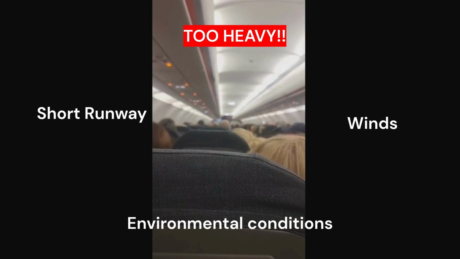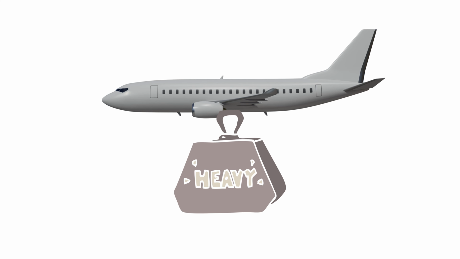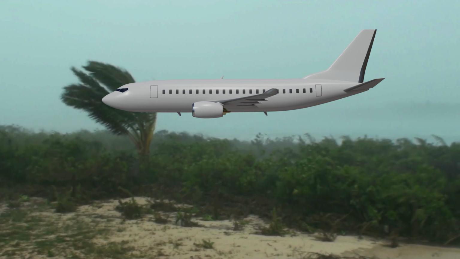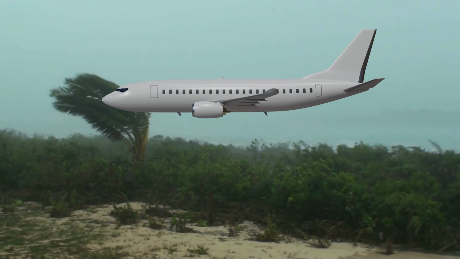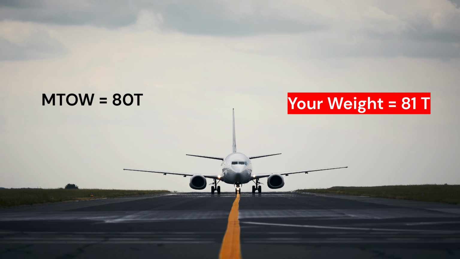Now, in the clip, you can see a pilot making an announcement asking for volunteers to take a later flight. This happens because the aircraft is too heavy due to winds and environmental conditions. This is a perfect real-world example of when weight limitations become critical. There's a maximum takeoff weight. When you're on the runway, let's say your aircraft manual says you should weigh 80 tons maximum. But you're at 81 tons. You've exceeded your max takeoff weight, so you need to remove fuel.